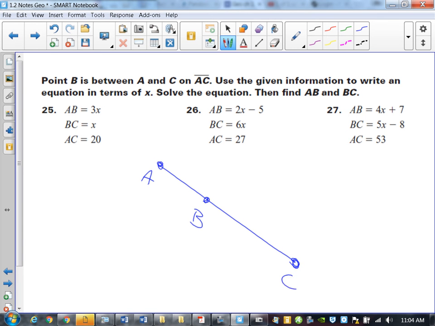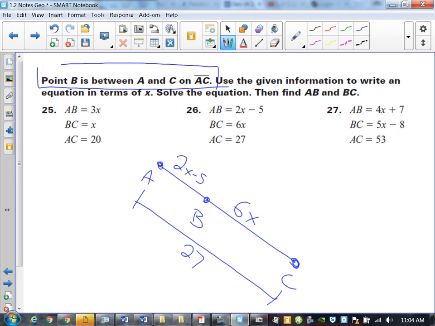You can put it however you want. But all I'm saying is that if you're having a hard time visualizing what this means, just draw a quick picture. And then you fill in the blanks. 2x minus 5, 6x, and the whole thing is 27. And now it looks exactly like the problem we did 5 minutes ago, doesn't it? You just have to start with the idea that this statement is going to be given to you quite often about what it looks like.